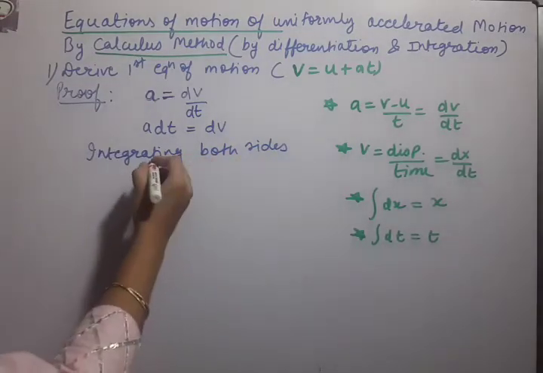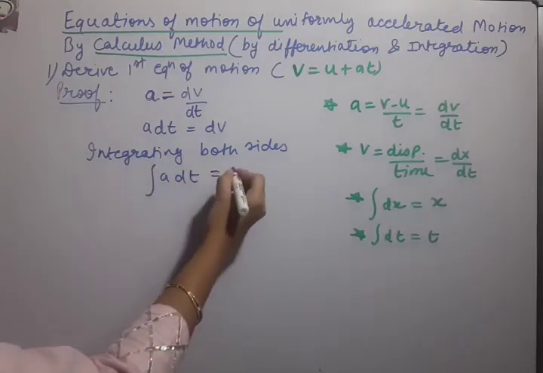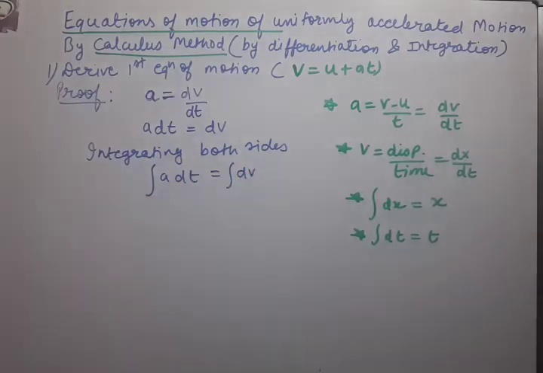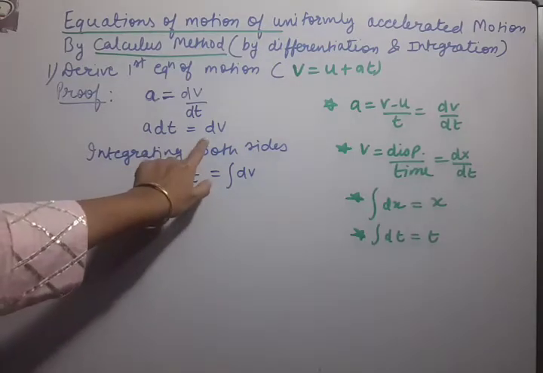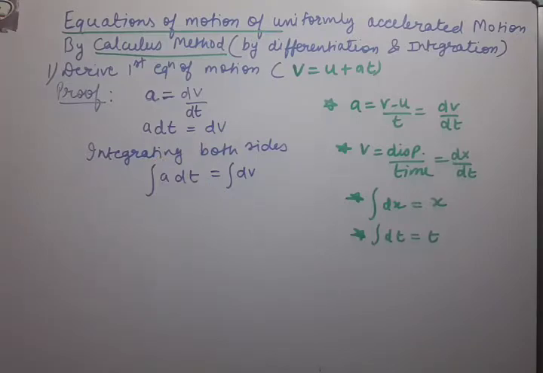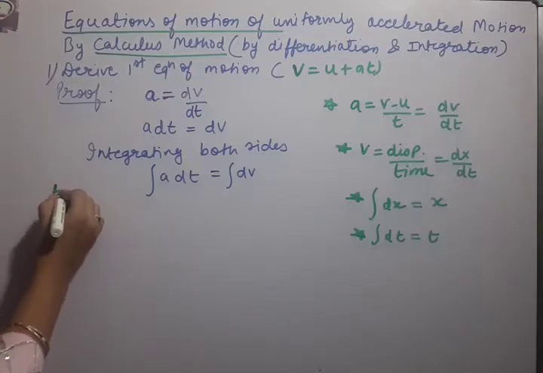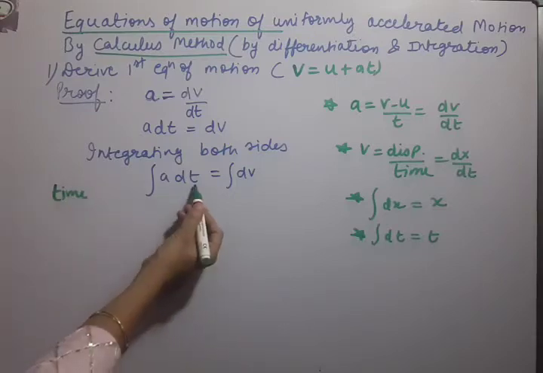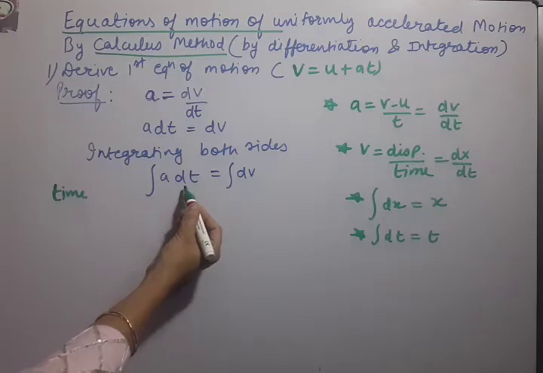So integrating both the sides means we have to apply the sign of integration. Here also sign of integration. So you see I have written sign of integration on both the sides. Okay, now one thing is missing in the integration, that is limits. So what we need to do, we have to decide the limits. It's this way. Here the integration is of time, means integration is with respect to time, because with what d is written.